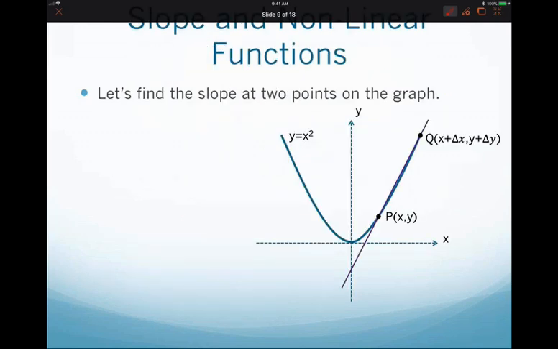So now, coming back to our graph, what we're trying to do is find the slope at 2 points on the graph. And really, it's a graph of any function. So we can think of this as, instead of y equals x squared, which is a parabola, just any function f of x. And now, instead of 2 and 4 for P, we just have x and y.